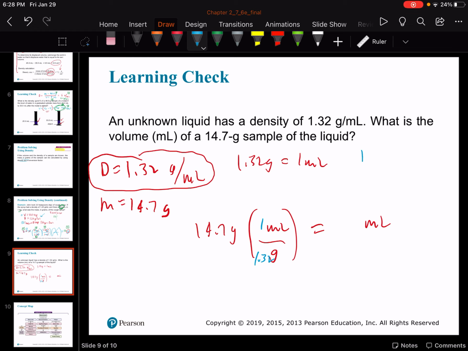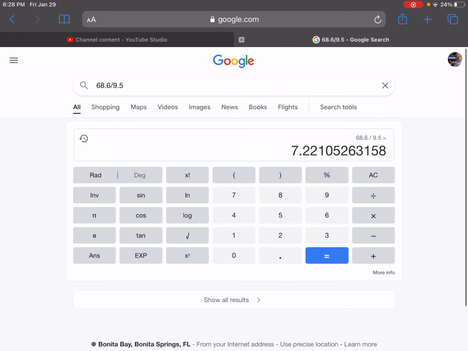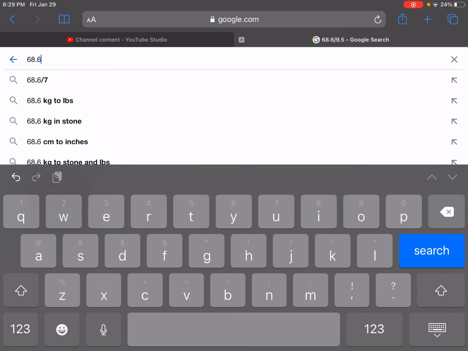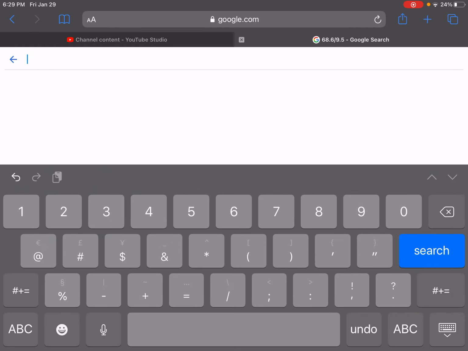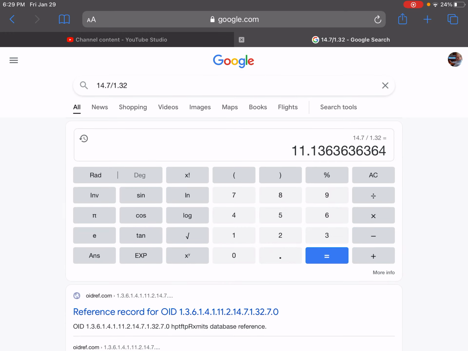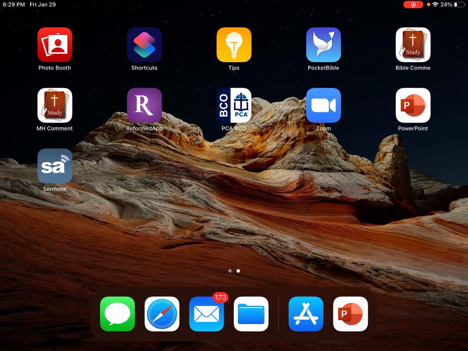So this is going to be 14.7 divided by 1.32. There are 3 sig figs up top, 3 sig figs down below. So my answer is going to have to be written to 3 sig figs. Now I don't have my calculator with me, so I'm going to go over here to Google and do 14.7 divided by 1.32 equals 11.136.